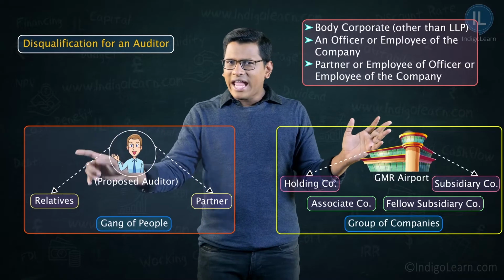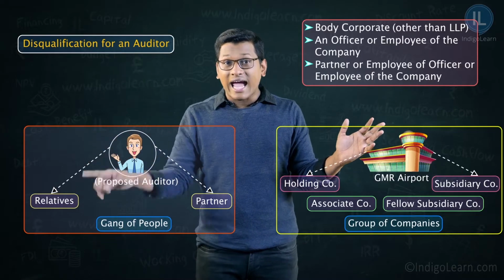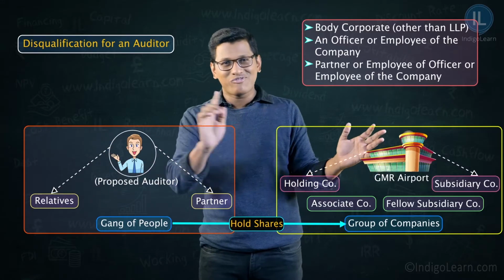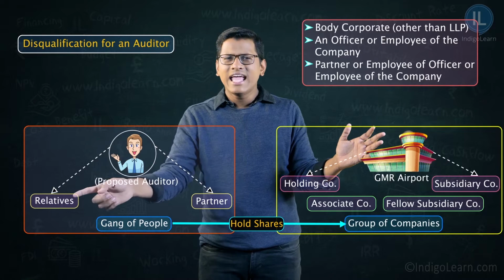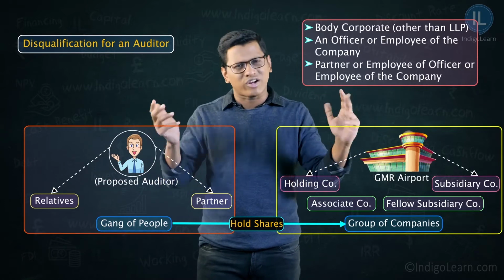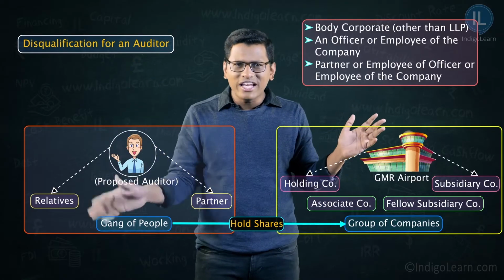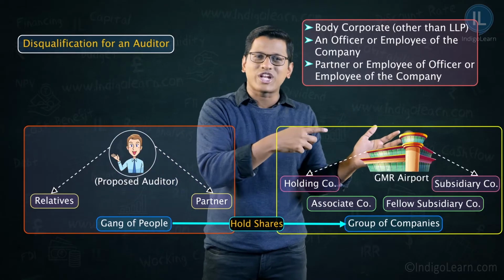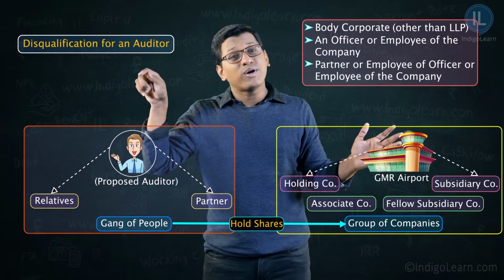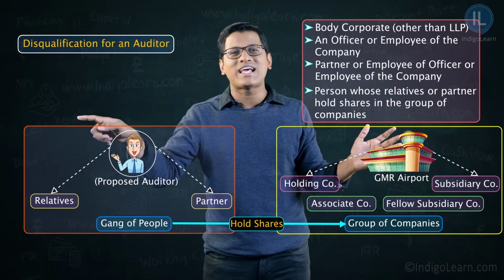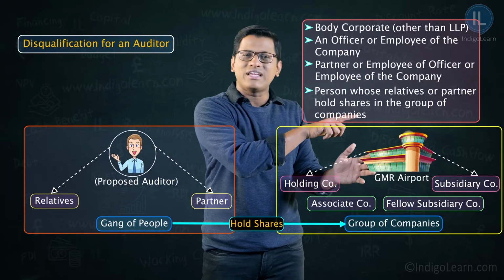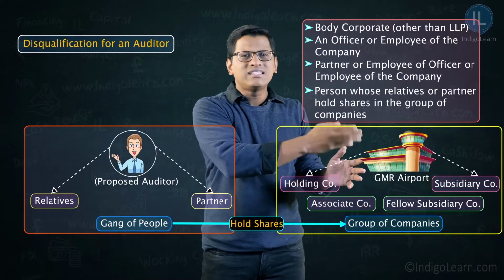Now, if anybody in this gang has any share in the group, first I am saying any share in the group, even one share, for a moment it will be considered. If anybody in the gang has any share in the group, then who will be disqualified? The person who is proposed to be appointed as auditor will be disqualified from being appointed as auditor of the company. Say in our example it might be GMR Airport.